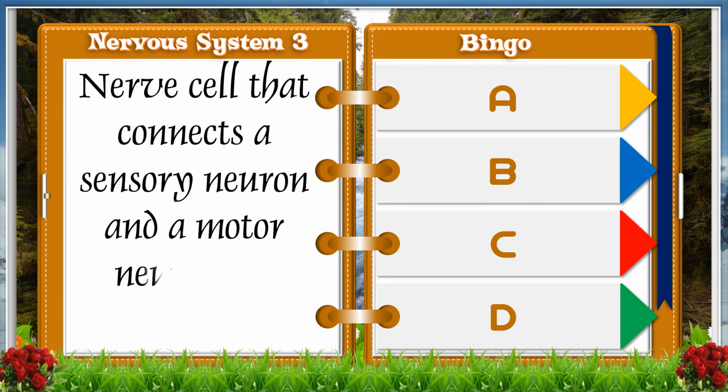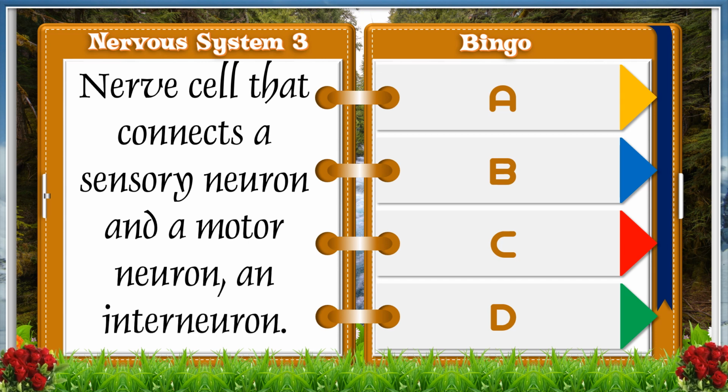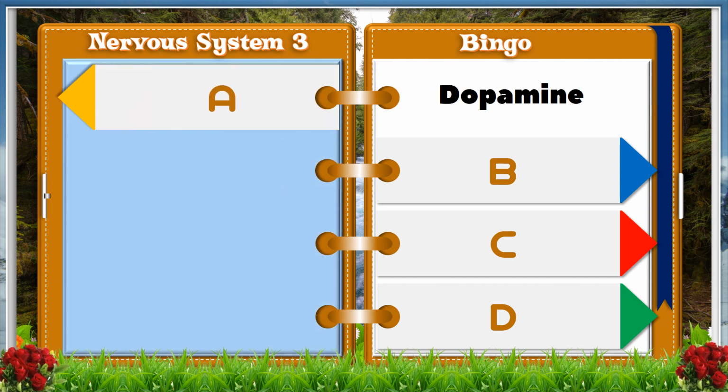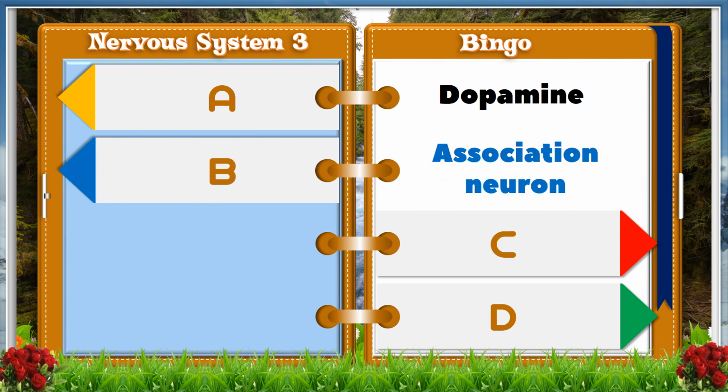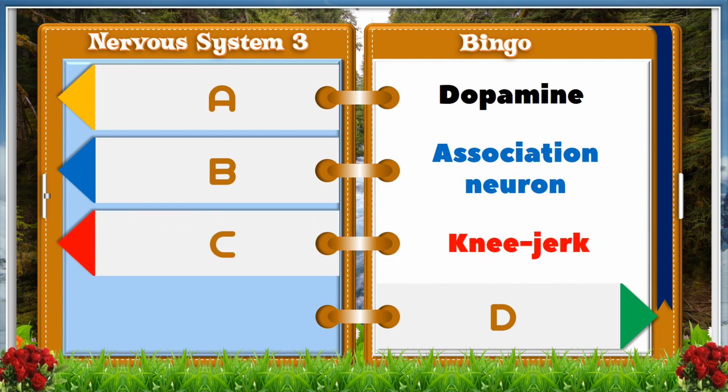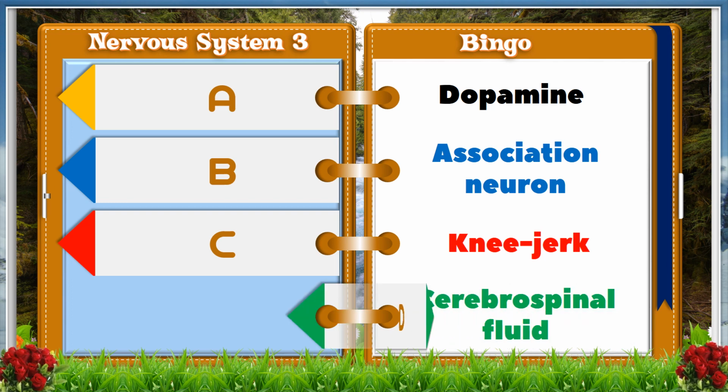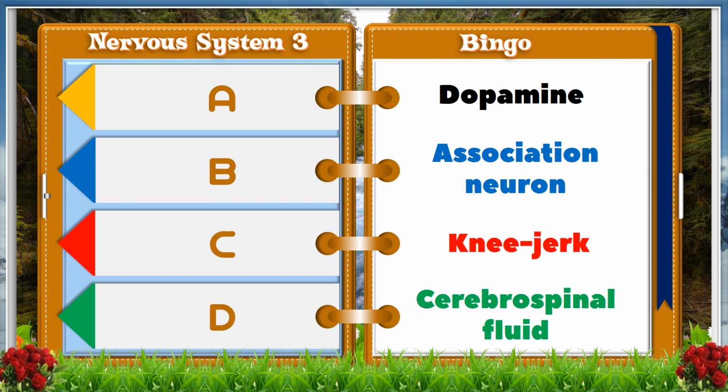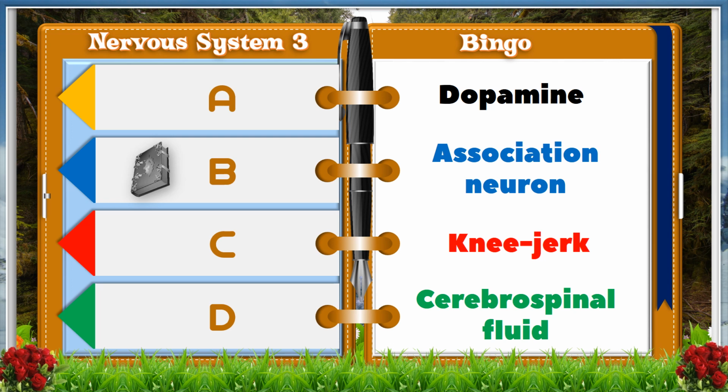Nerve cell that connects a sensory neuron and a motor neuron. An interneuron. A. Dopamine. B. Association neuron. C. Knee jerk. D. Cerebrospinal fluid. And the answer is B. Association neuron.